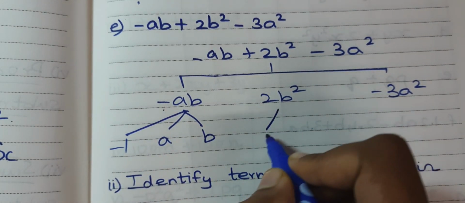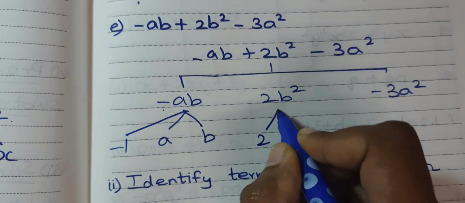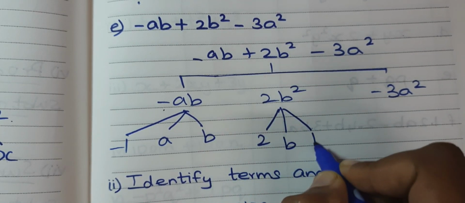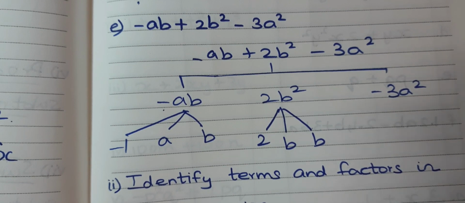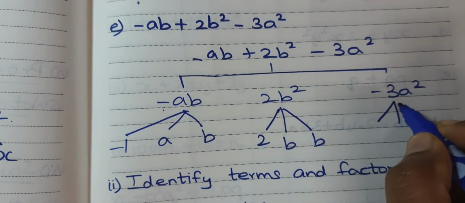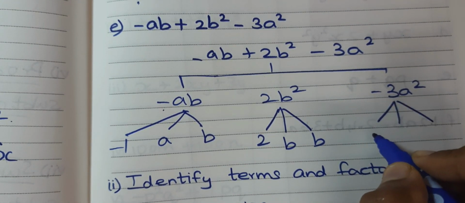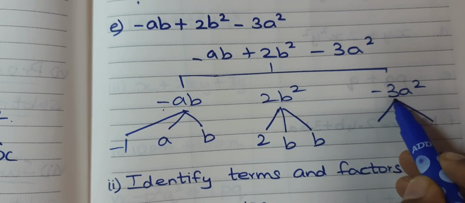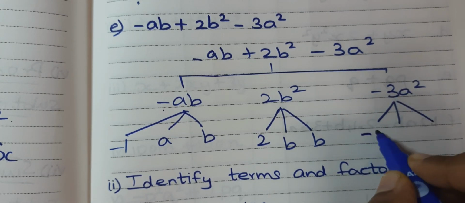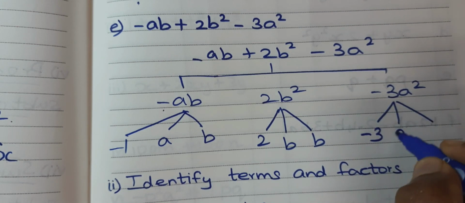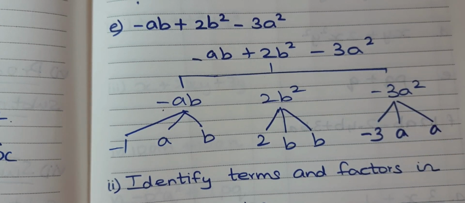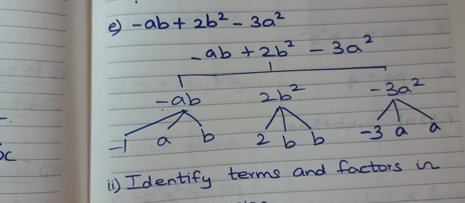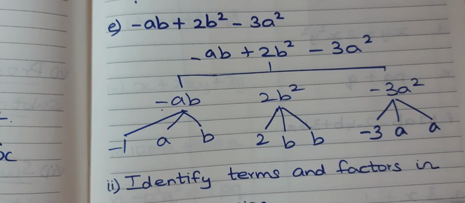Next, 2b square can be written as 2, b and b. Same like this, the coefficient of a square is minus 3, so I can write minus 3 as it is, and a square can be written as a into a. This is the way to identify the terms and factors.